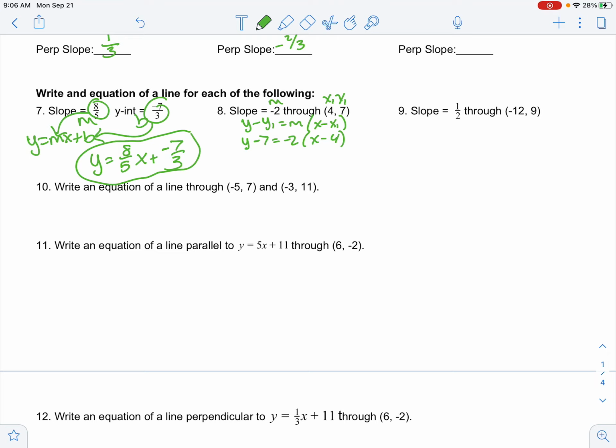All right, so let's solve for y. I'm going to distribute that negative 2. So I have y minus 7 equals negative 2x plus 8. I'm going to add 7 to both sides. I'm running out of room here. So if I add 7, we get plus 15. Y is done, so there's your equation of your line. Okay, I want you guys to try number 9. Go ahead and pause and do that.